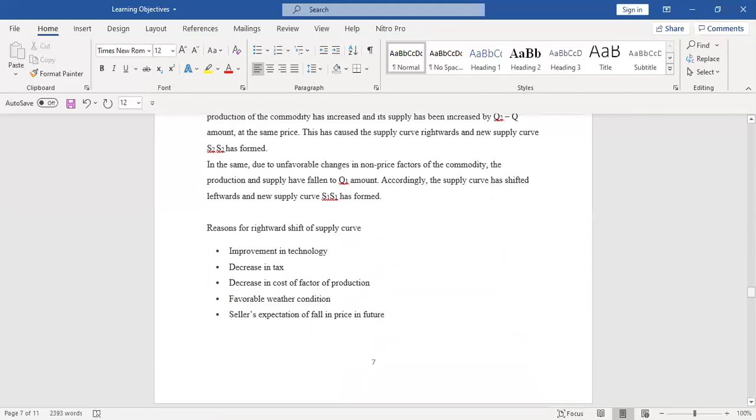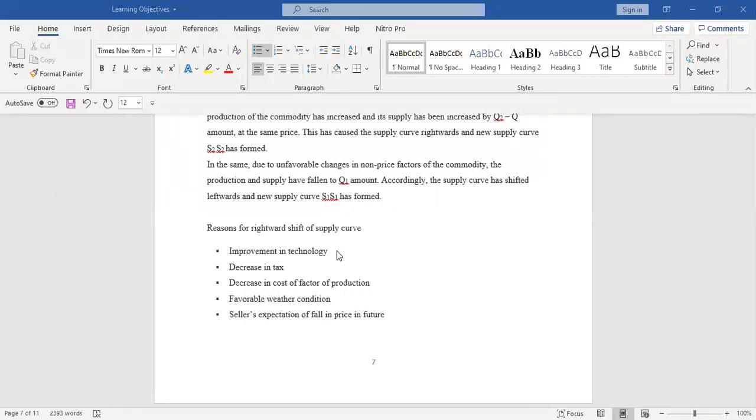We're looking at reasons for a rightward shift of the supply curve. Improvement in technology. Now, if your technology improves, if you buy new equipment, are you not able to produce more, guys? Yeah, you'll be able to produce more, right? And you're able to produce more, you're keeping your factors of production cost the same, but you're producing more, you're able to supply more. Why? Because you have more newer equipment, newer methods of production.